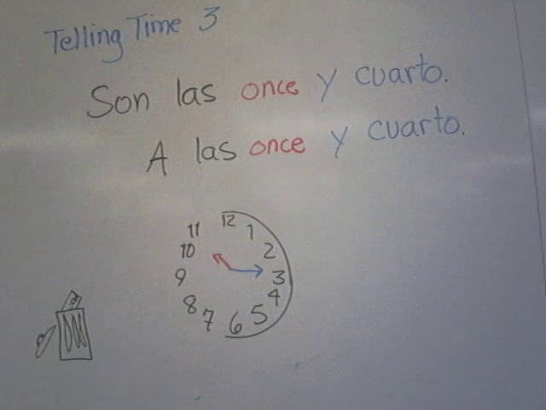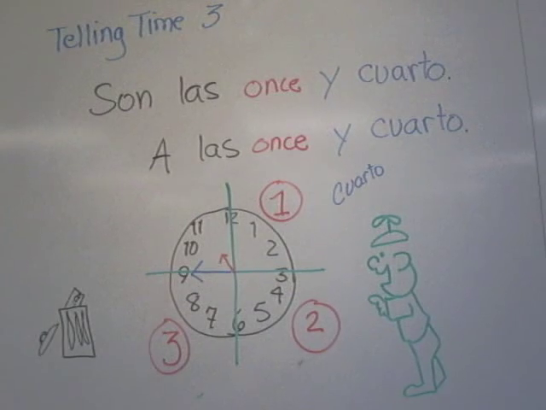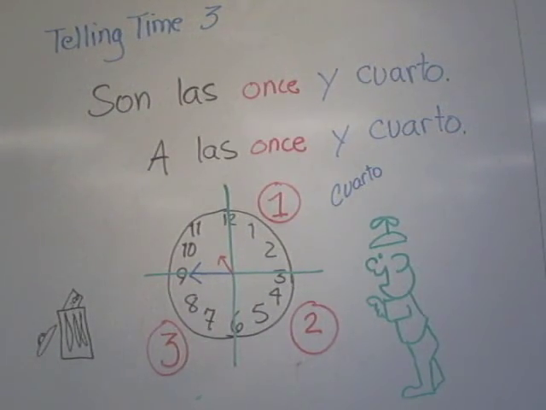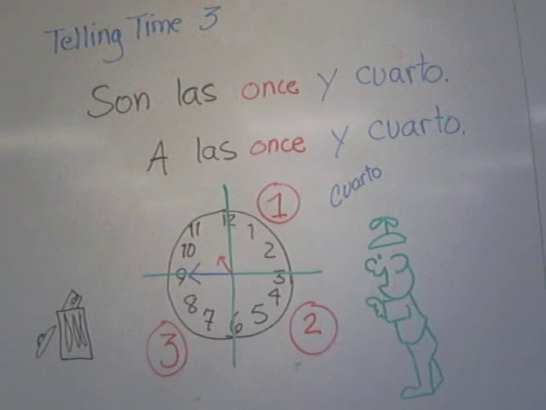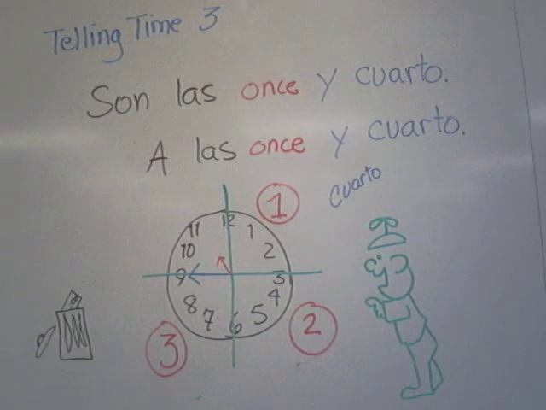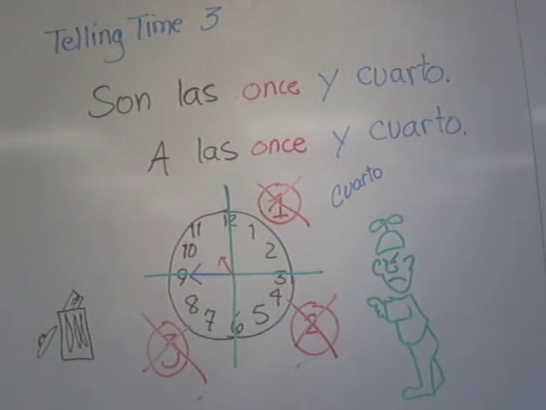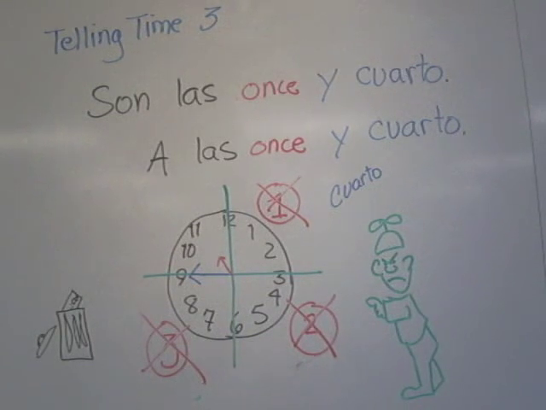But what happens if it's 11:45? Well, you're going to say, that's easy. It's 11 3/4, because I've got 1, 2, 3 groups of 15 minutes. So it's got to be son las once y tres cuartos, or a las once y tres cuartos. Right? Wrong. No, you can't say that.